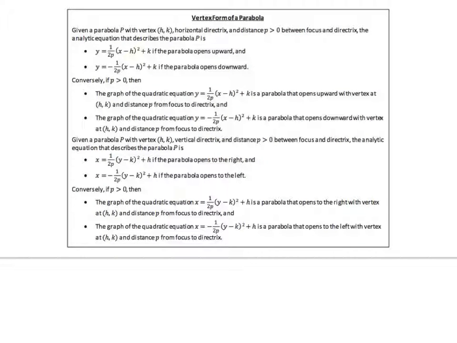Vertex form of a parabola. Right here we have opens upward, and here we have opens downward. That is if p is greater than 0. Our vertex is (h, k), distance p from focus to directrix. Opens downward with vertex (h, k) and distance p from focus to directrix.